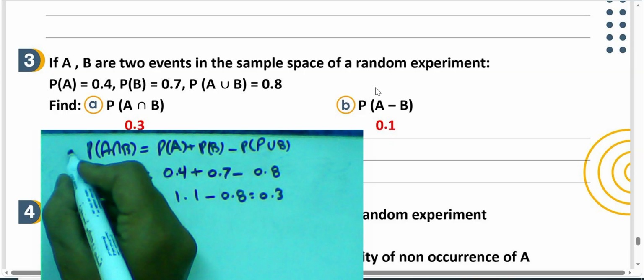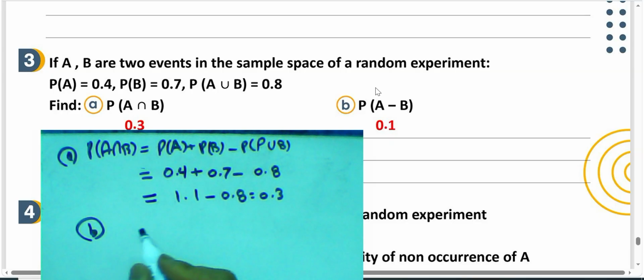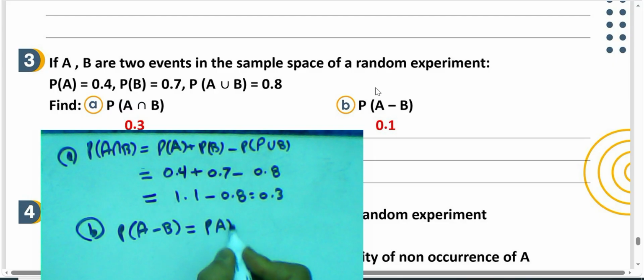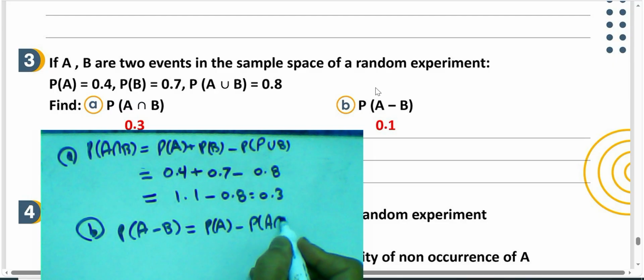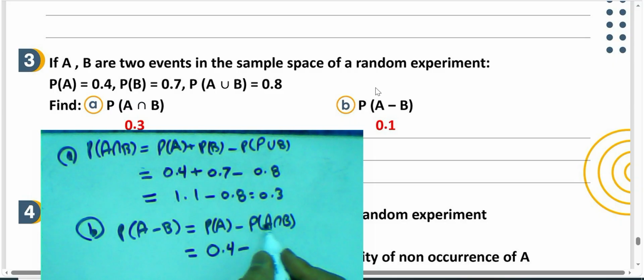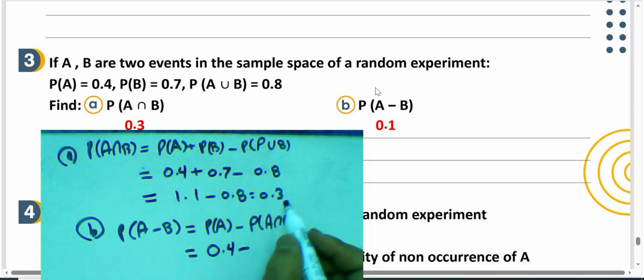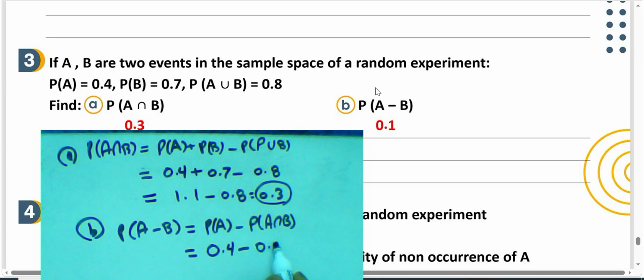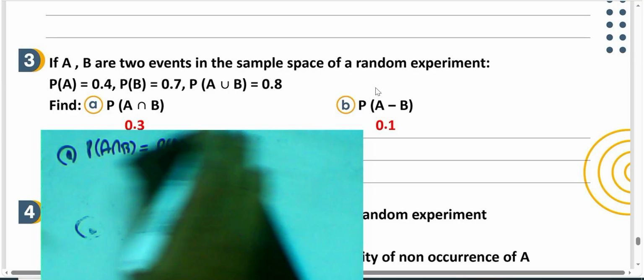And this is question letter A, now question letter B. We want to find the probability of A difference B. It will be probability of A subtract probability of A intersection B. Probability of A was 0.4 subtract A intersection B, which was 0.3. So the difference between them equals 0.1.